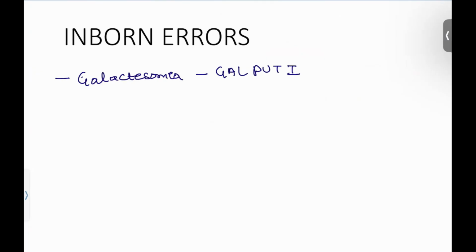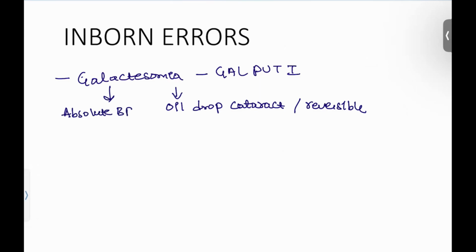In these patients, what are we going to see? Oil drop cataract, and this oil drop cataract is reversible if the patient is treated. And what is the one thing you have to remember in this patient? Absolutely, this patient should not be given breastfeeding. It is an absolute contraindication for breastfeeding.